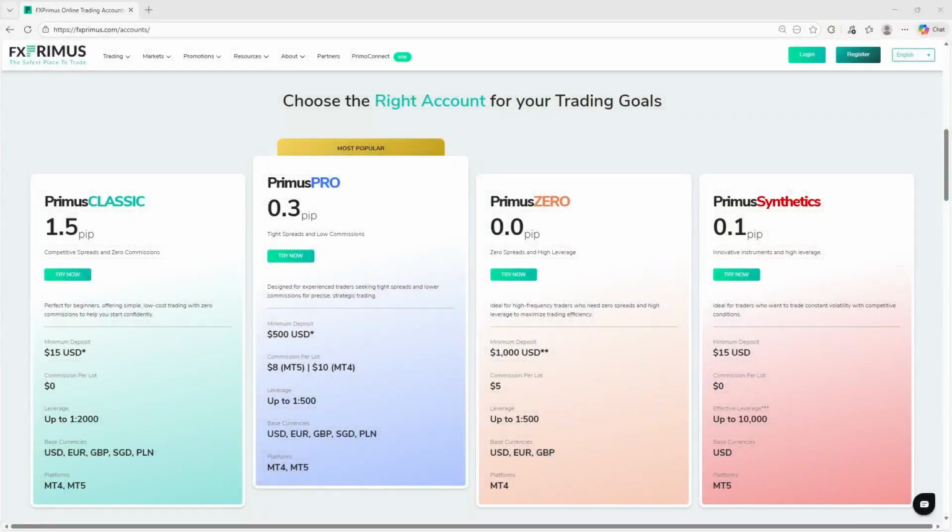When you break down FXPrismus pricing, the structure is clearly built around multiple account types, designed to match different trading styles, rather than forcing everyone into one cost model. FXPrismus offers Classic, Pro, Zero, and Synthetics accounts, each with a different balance between spreads, commissions, leverage, and minimum deposits.